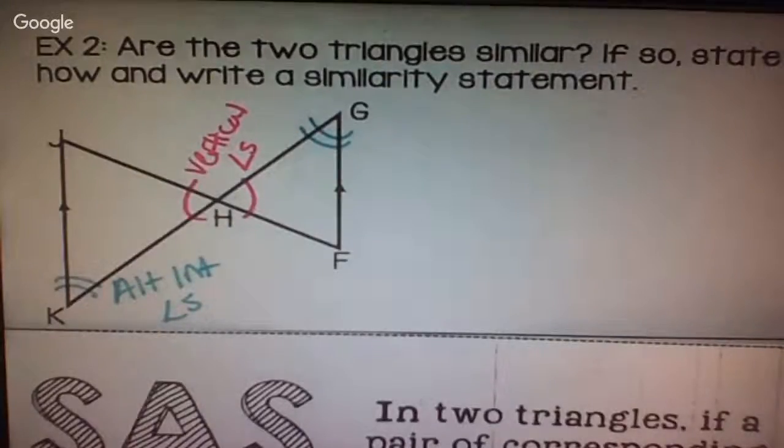Don't look where the letter is, look where the angle is being formed. The angle being formed is here, the angle being formed is here.